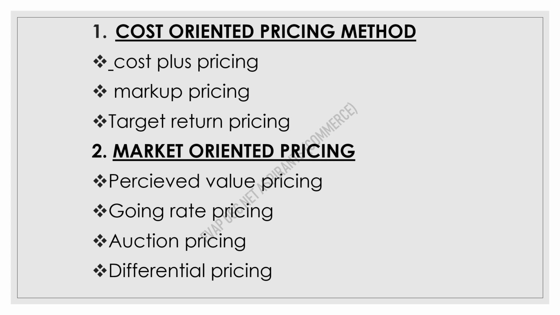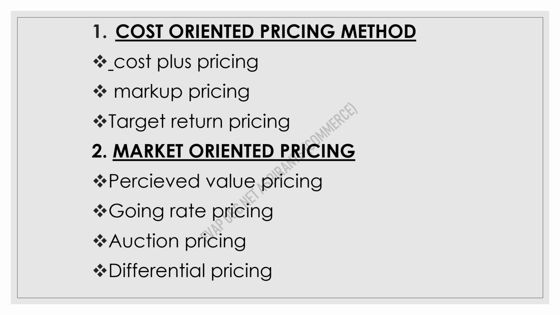The next category is market oriented pricing. What are the market oriented pricing strategies? Perceived value pricing, going rate pricing, auction pricing, and differential pricing. So let us see what these are. Perceived value pricing means that on the basis of the perception of the consumer, price will be fixed. Then going rate pricing: based on the competitor's price, a base price is fixed and then the final price is fixed. That is going rate pricing.